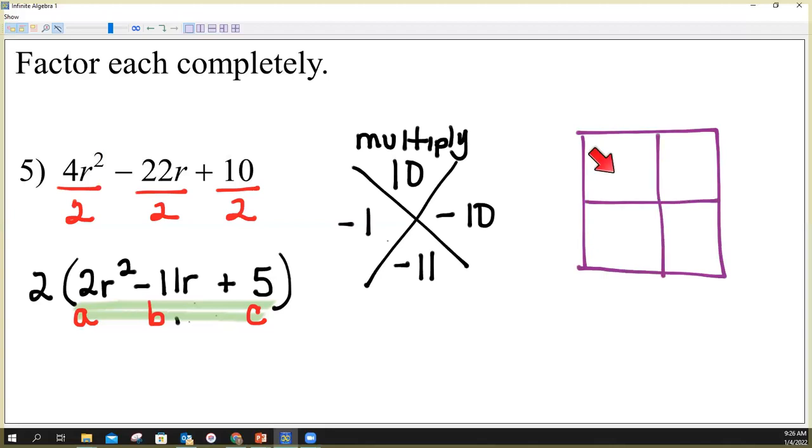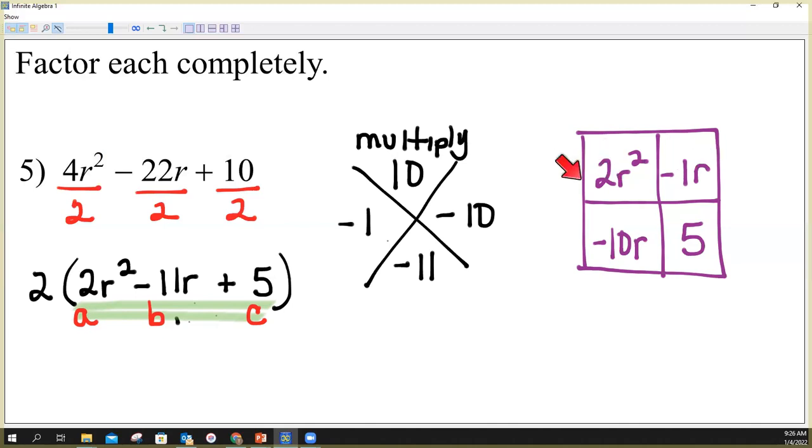In the top left is my a. So that would be the 2r squared. C goes in the bottom right. And in the other 2 squares, you have negative 1r and negative 10r. So let's go ahead and look at this.